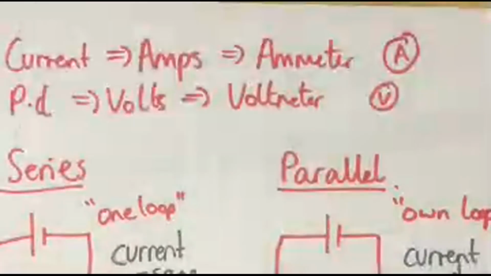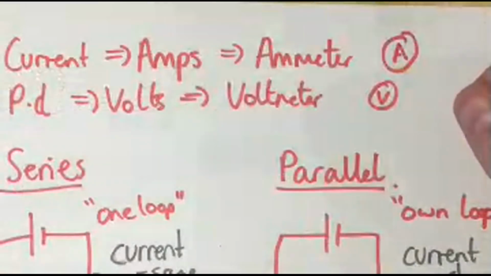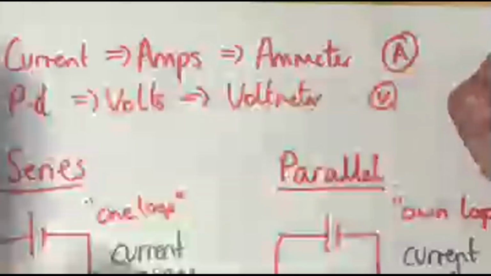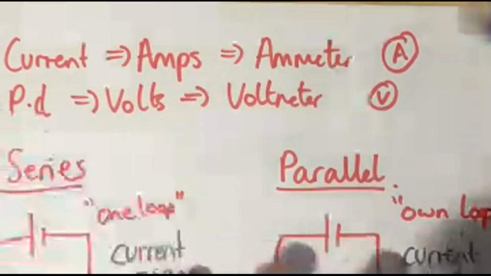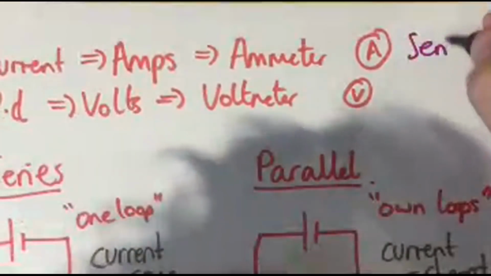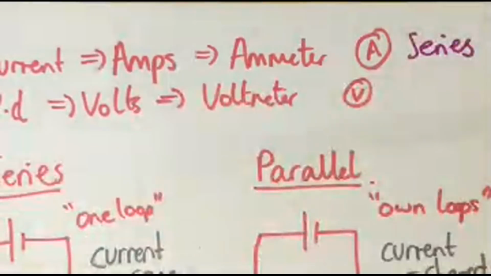Going back to this. An ammeter, you want to measure the flow. You want to measure how much stuff is going through at any one point. So if you wanted to measure the flow of a river, you have to get in that river. You have to see how much water is flowing past you at any one point. So the ammeter always goes in series. That means it gets in the existing loop.